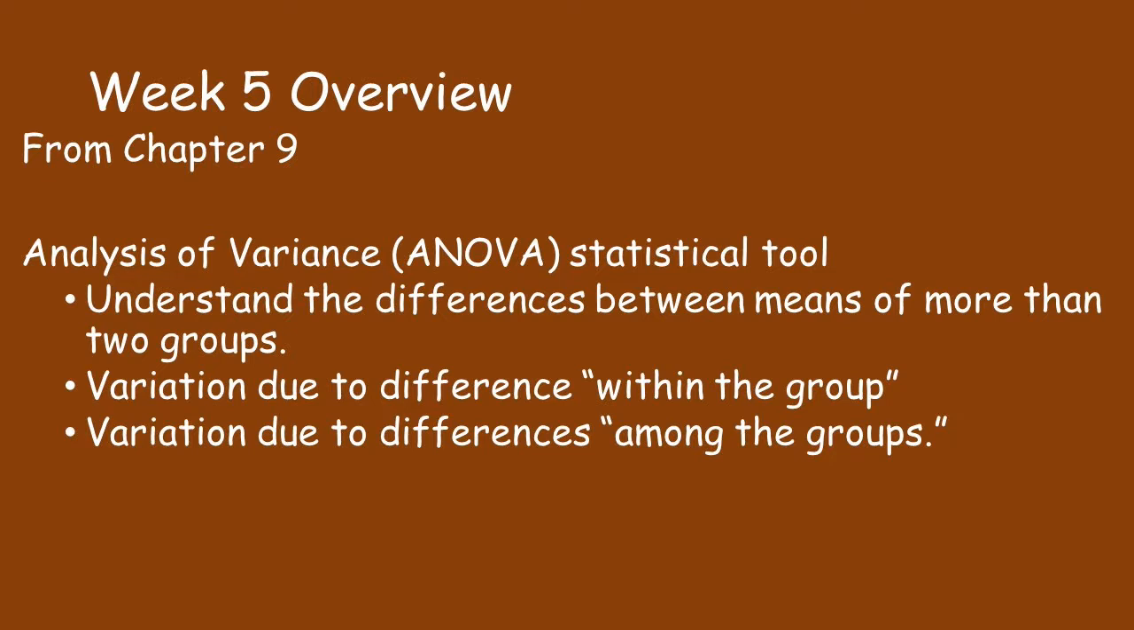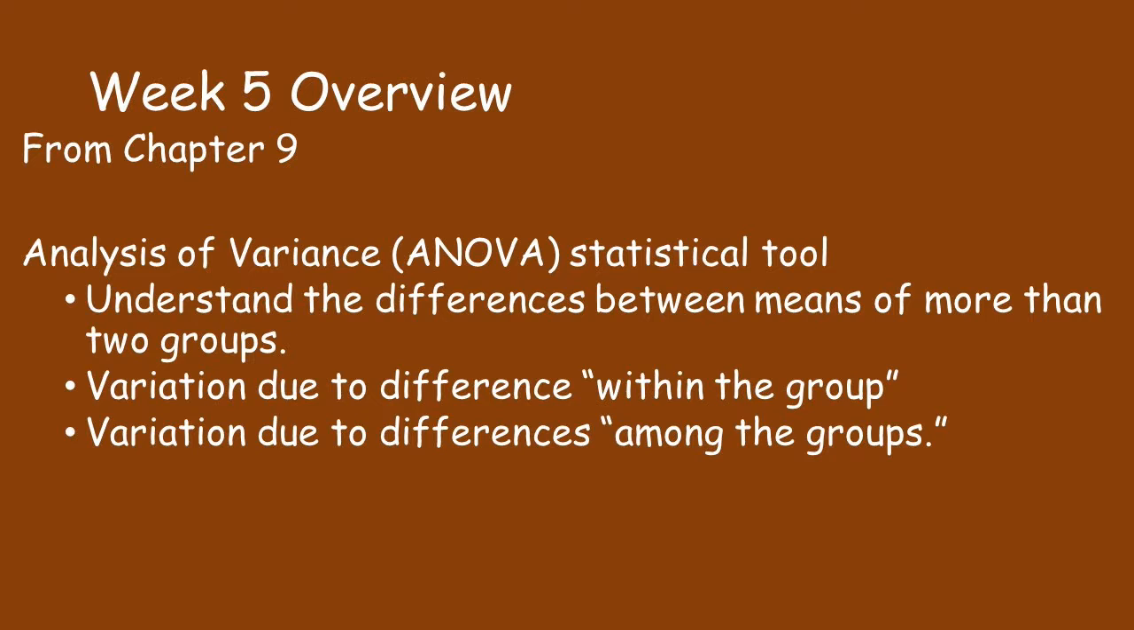But an ANOVA tool is used when you are trying to understand the differences between means of more than two groups. Without hitting all the detail here, ANOVA calculations help us understand the difference between the members sampled from each group, usually three or more. All right, three or more groups you'd use in ANOVA.